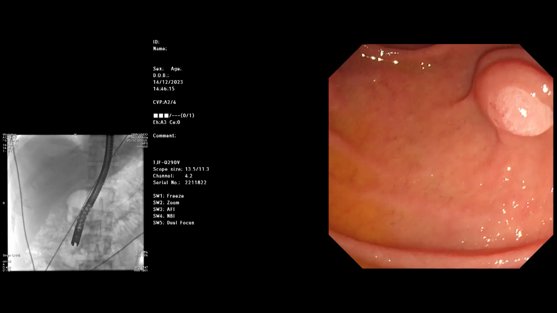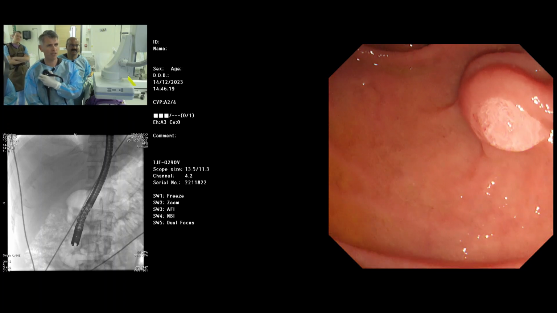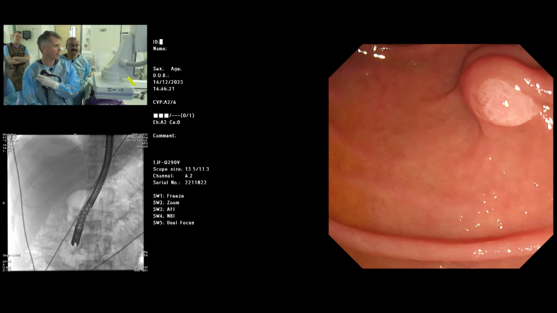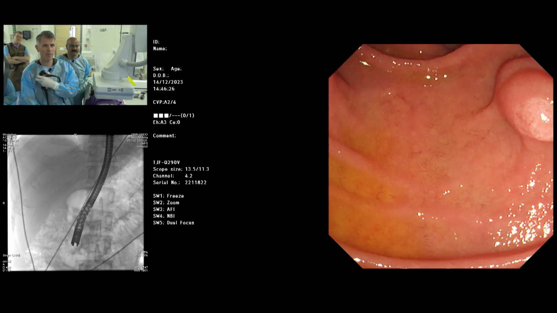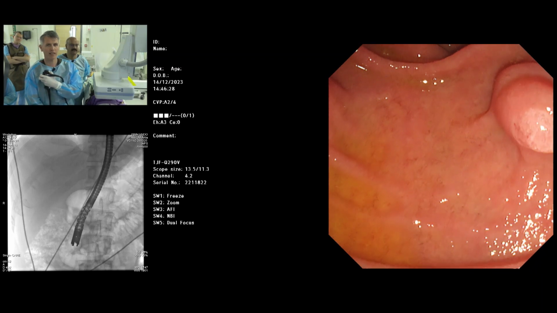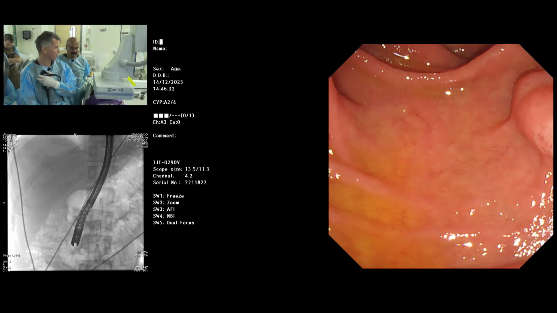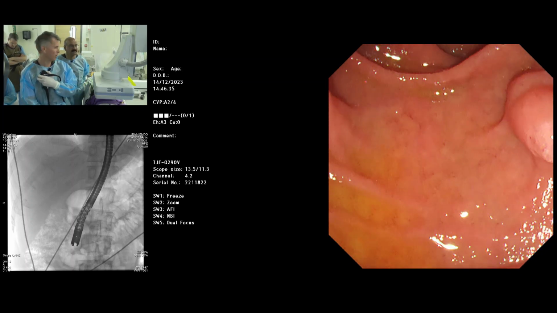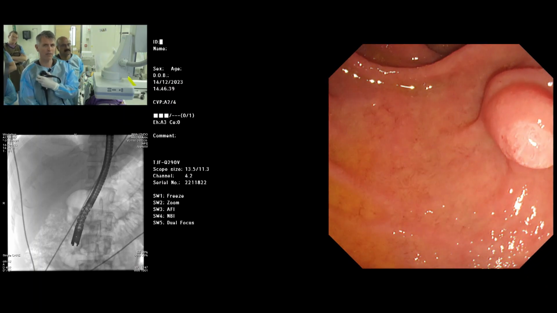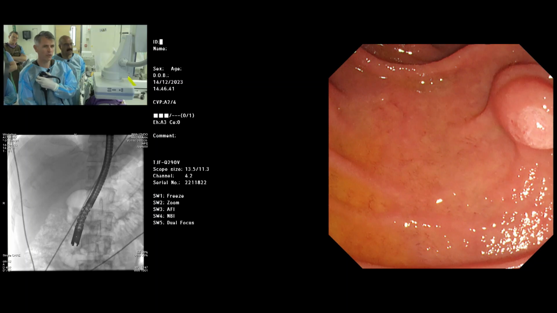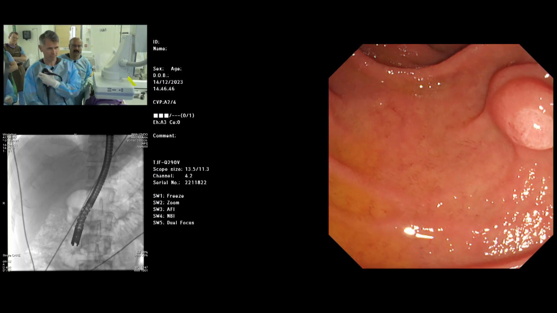So let's have a look at our case. You have seen the MRCP, so I think it's mandatory to know everything about the anatomy beforehand. We have a nicely dilated main pancreatic duct, and we see this filling defect at the level of the papilla, very close to the papilla. So this is why we discussed it may be difficult to perform pancreatoscopy in this case. However, let's give it a try.